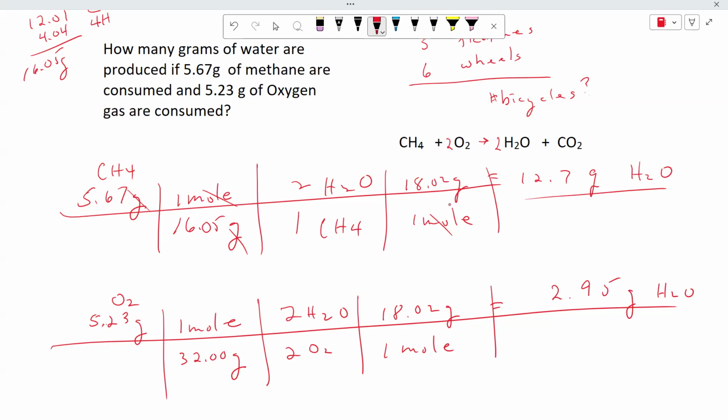That means we're going to have leftover methane because we're not going to use all the methane. Just like the bicycle here, we had leftover frames. So the next question is, well, how much methane did we use then? We didn't use it all. We used part of it. So that's another calculation.